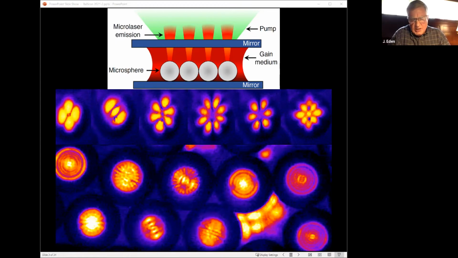And what you're looking at is where we actually have a microscope that is looking down into the laser from the top. So you'll notice the dark circles, each one of those represents a microsphere. And the intensity pattern that you see is a different type of laser mode. Okay, well, these are all very beautiful. And let's go to the next slide.